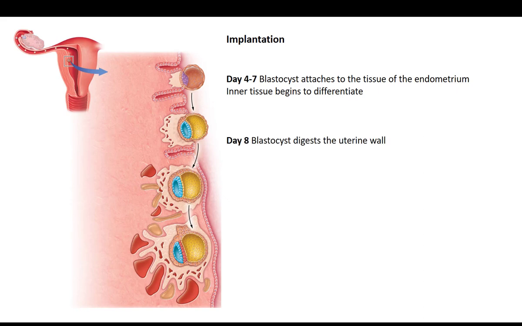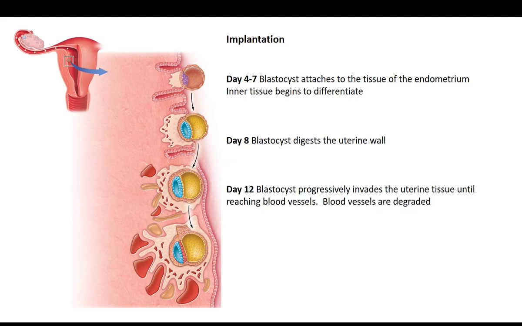So at day 8, the blastocyst digests the uterine wall. So it has to kind of eat its way in there. And the endometrium has an interesting response to that. It's not entirely inviting to the whole process. The endometrium, the uterus, responds almost like this is an infection in the area. So there's some inflammation occurring here, and you can see some blood vessels and some clotting occurring in the region around here.